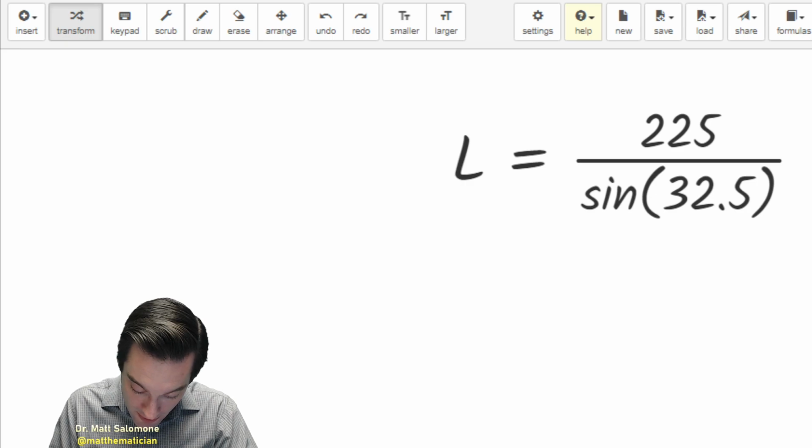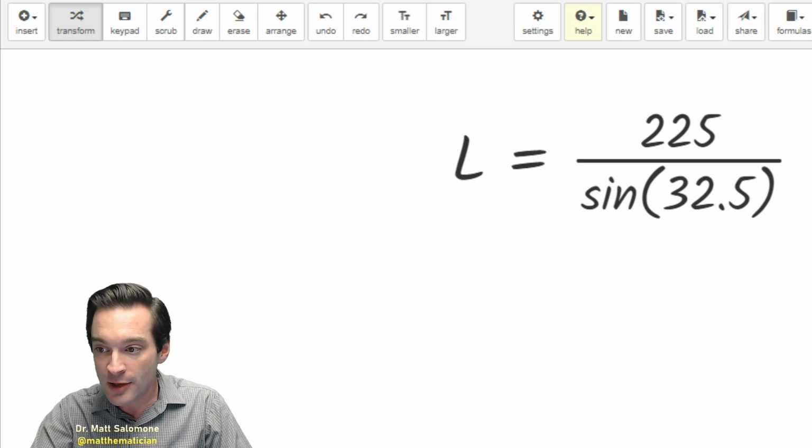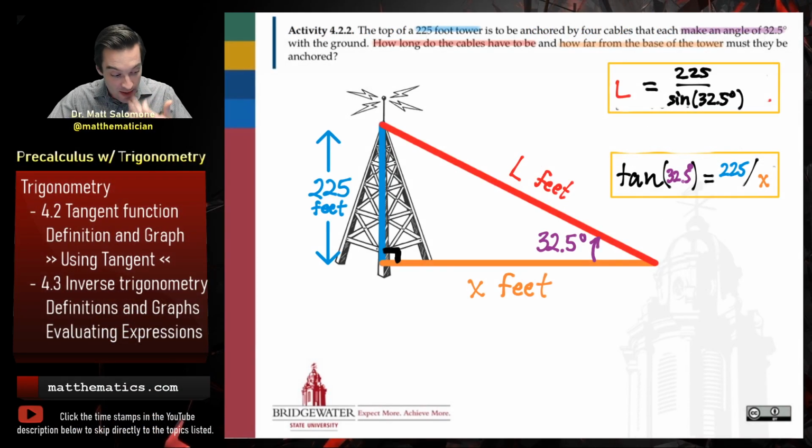I'm going to need to evaluate this numerically. And to evaluate that numerically, I'm going to need to pull out a calculator, and that calculator needs to be in degrees mode. So every calculator that does scientific functions will give you the ability to put your answer into degrees.